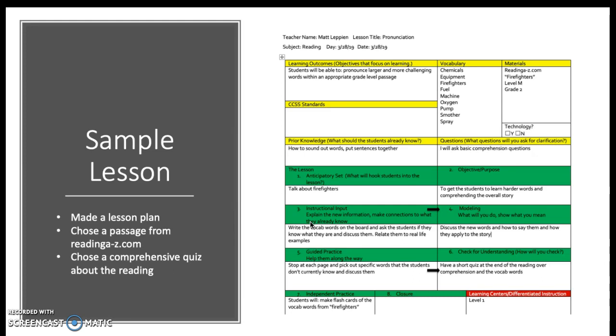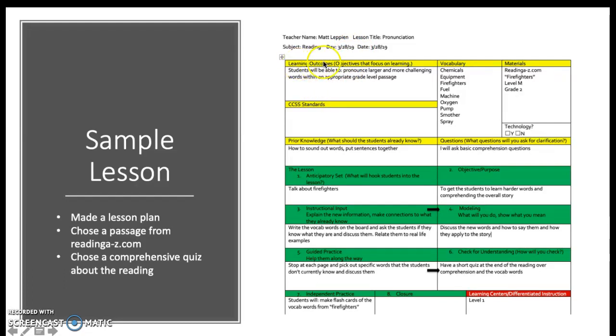What I did is I made a lesson plan. I chose a passage from Reading A to Z.com, and I chose a comprehension quiz following that reading. So as you can see, teacher name, it's myself, and the lesson is in pronunciation and comprehension as well. The subject is reading, and this was March 28th, 2019.